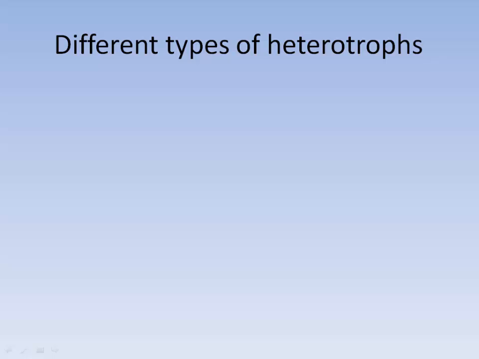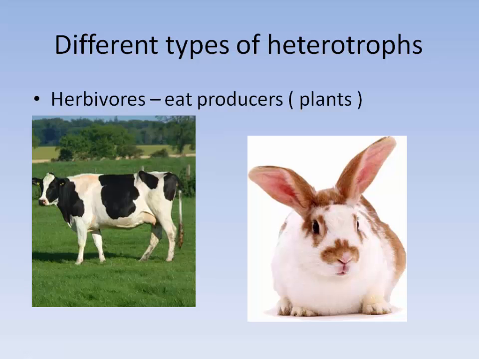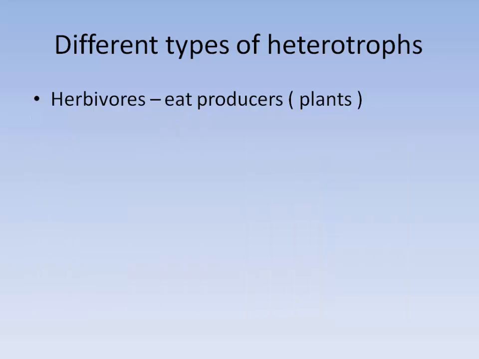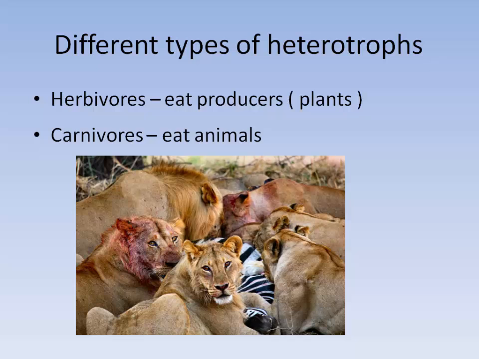Now, we have different types of heterotrophs, or consumers. We have herbivores. Herbivores are consumers that eat plants. So this dairy cow and this rabbit get their energy for living by eating plants or producers. We have carnivores, like these lions having a nice lunch on this poor unfortunate zebra.